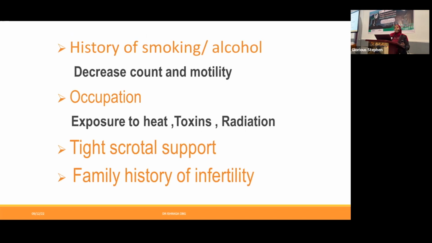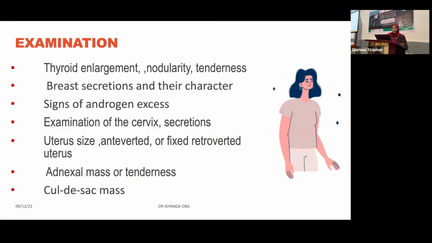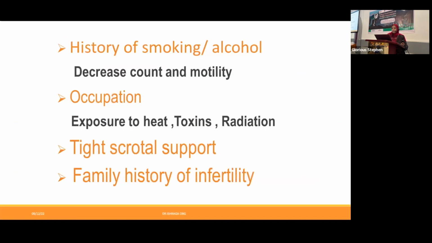History of smoking and alcohol is important as it decreases the count and motility, and people who smoke take longer to conceive. Also, occupation is important, like exposure to heat, toxins, and radiation. Tight scrotal support and family history of infertility are also important.